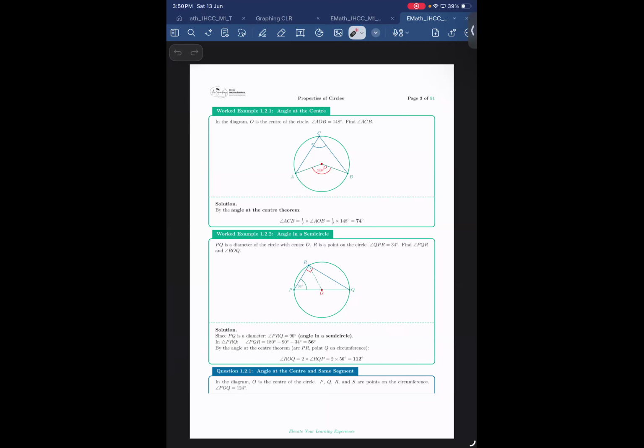Okay, in the picture, the 124 degrees seems a bit weird, but let's pretend it's accurate.